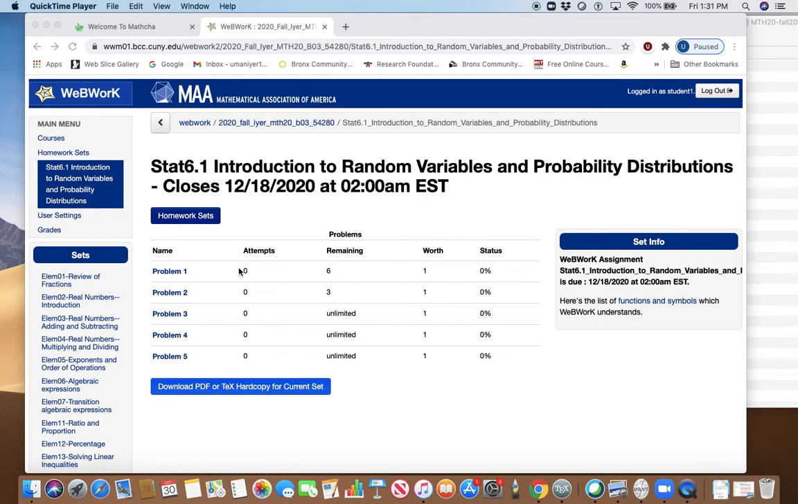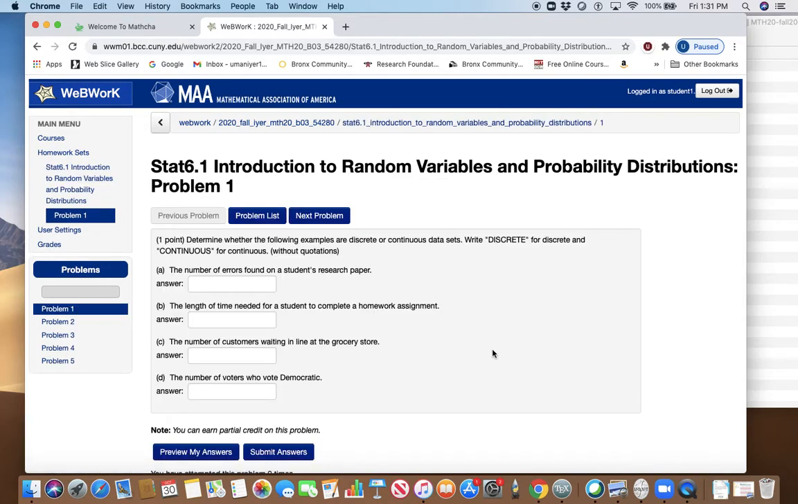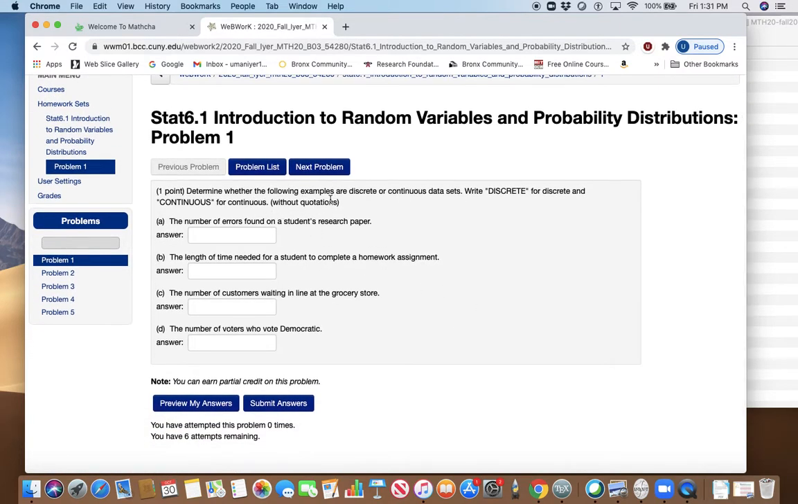Welcome back. So now we start on problems on section 6.1, Statistics 6.1. Problem 1. Determine whether the following examples are discrete or continuous data sets. Write Discrete in capital case for discrete and Continuous in capital case for continuous, without quotations.